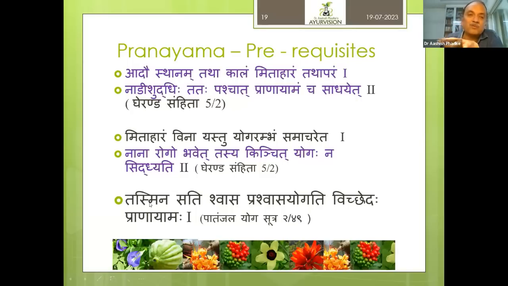This is the definition of pranayam, which I'm not getting into details about. Tasmin sati shwasa prashwasayo gati vichheda pranayama is from Patanjali Yoga Sutra, and they have their own way of discussing 4 types of pranayam, but we will not get into those.